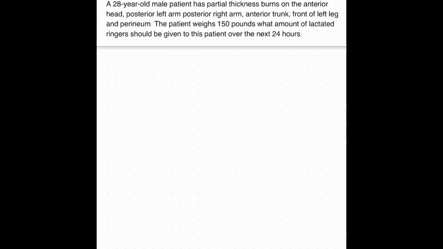Here's our first practice problem. Go ahead and pause the video and read the problem for yourself, and then I'll point out a few things to pay attention to. Hopefully you had a chance to read the problem. I start by drawing my stick figure every time.